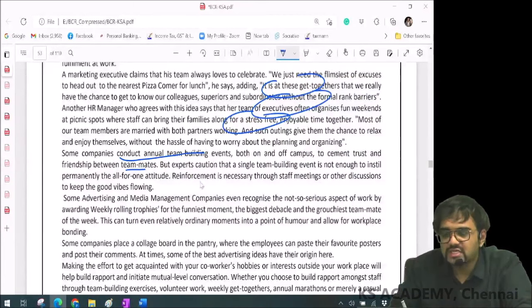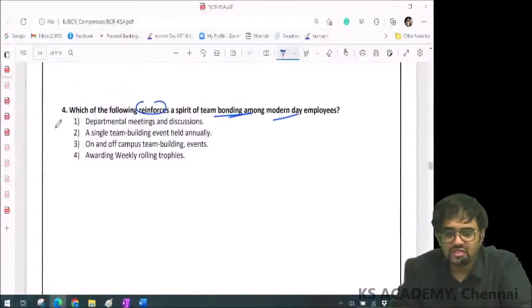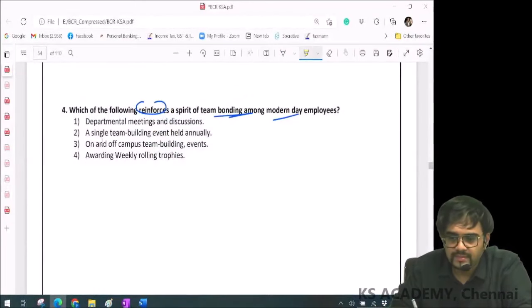So here they are saying reinforcement is necessary. Means what? Through staff meetings or other discussions, keep the good vibes flowing. Just have fun and come back? No, you should also have more and more team meetings, fun activities, team building activities. So what is the idea here?